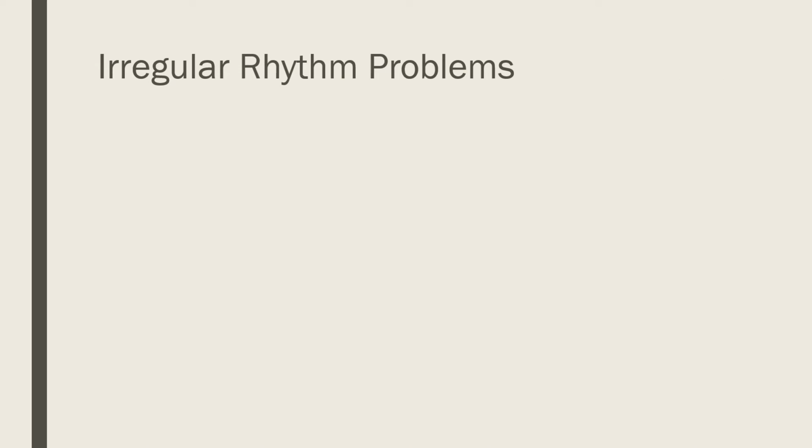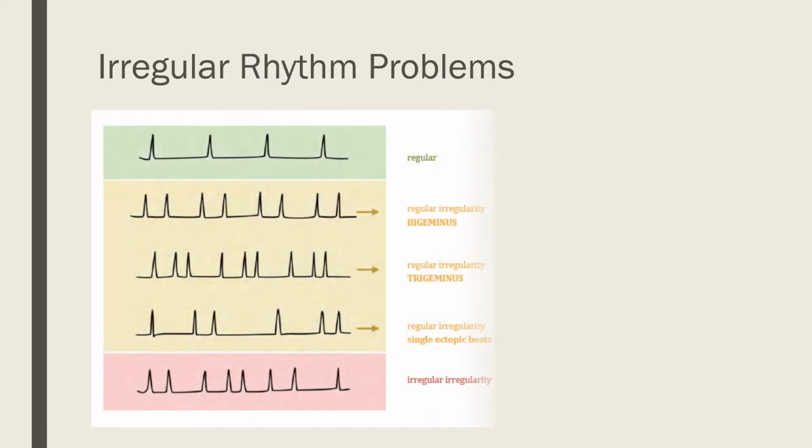Now we come to the irregular rhythm problems. In this figure, we compare the regularity between different strips. The first strip shows the regular rhythm in which there are constant RR intervals. In the middle, there are types of regular irregularity, and the last is irregular irregularity in which there is no constant RR interval, which is a disturbed rhythm.